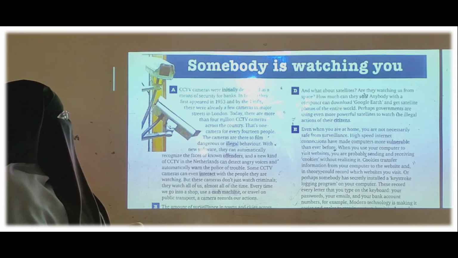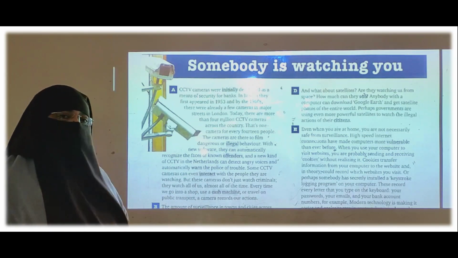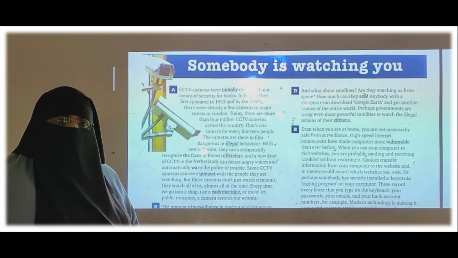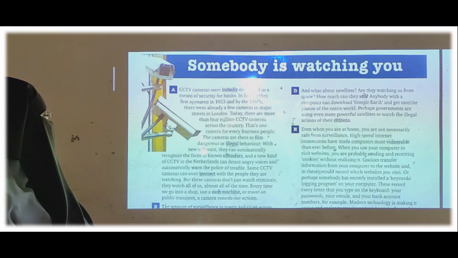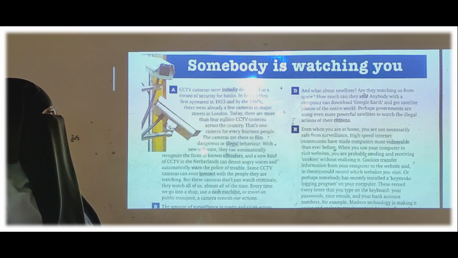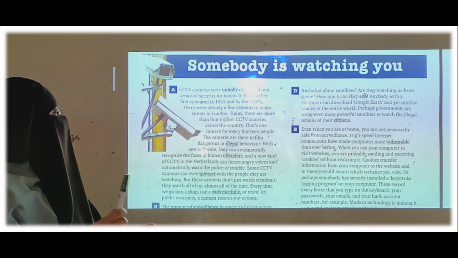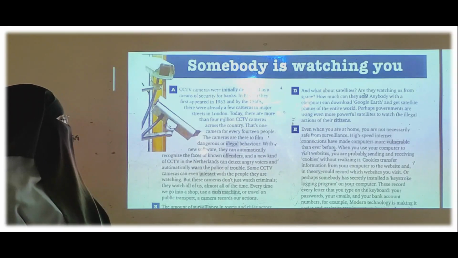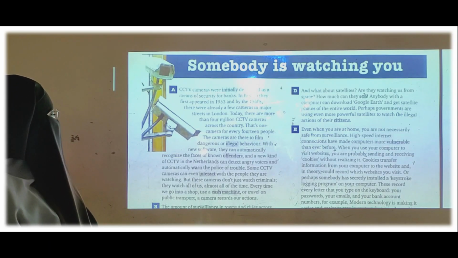Dangerous behaviors, with new software, they can automatically recognize the faces of known offenders. Who are offenders? Offenders are people who break the law, okay, as criminals. And a new kind of CCTV in the Netherlands can detect angry voices and automatically warn the police of trouble. Some CCTV cameras can even interact with, means deal with, the people they are watching.